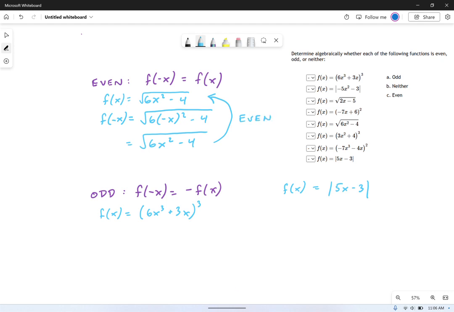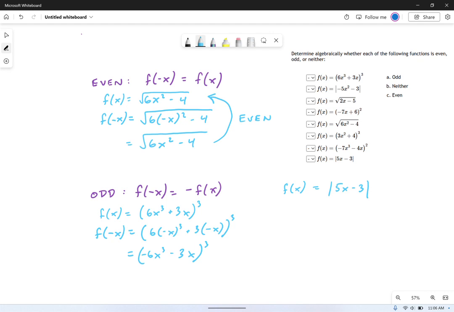Okay. Again, it all comes down to this test. F of negative x. What's it equal? Does it equal the original function or the opposite of the original function? Let's try it again down here. I have f of x equals this big complicated thing, and I'm going to stick negative x into it. Well, watch what happens. We get 6 times negative x cubed plus 3 times negative x. And then the whole thing is cubed. So we'll work through this one step at a time. Dealing with the innermost parentheses first, I have negative 6x cubed minus 3x. And then I cube that whole thing.